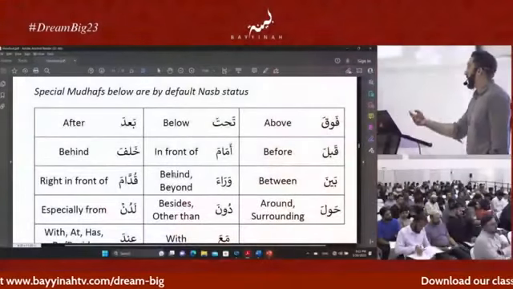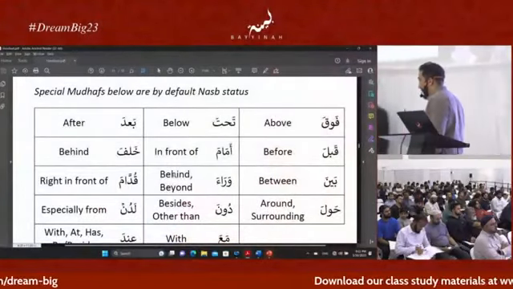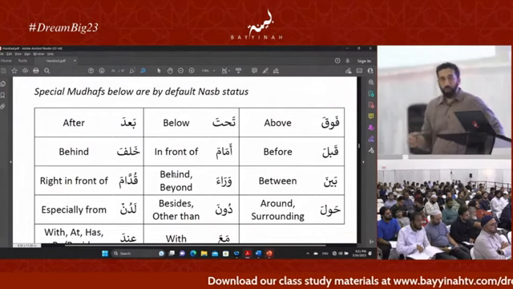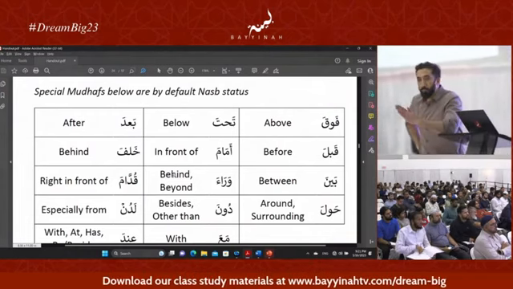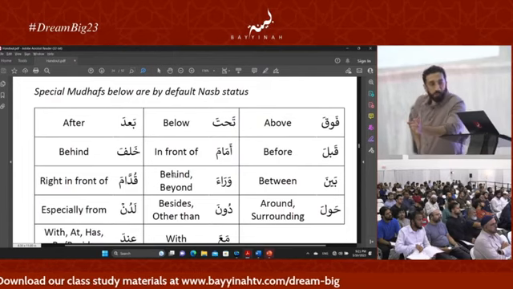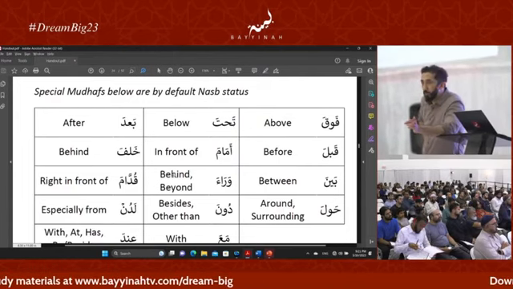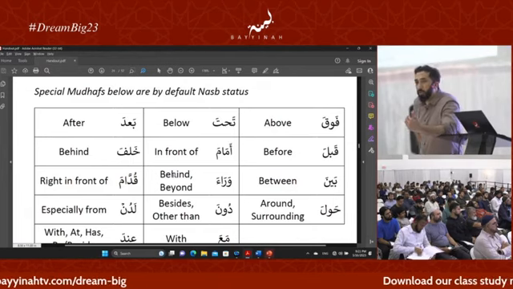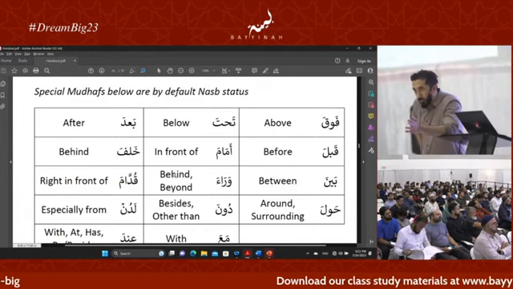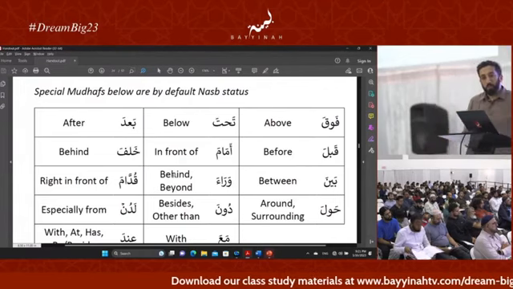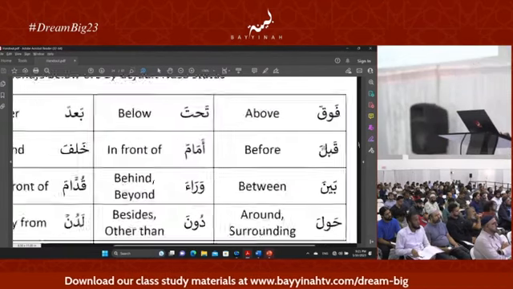The difference is that when these guys are mudaf and the next word is mudaf ilayh, for most of them, you don't need the word of to translate. So for example, let's use the word maghrib. You guys all know the word al-maghrib, the prayer. Ba'da al-maghribi. It tells you what ba'da means. You don't say after of maghrib. You just say after maghrib. Right next to it, it should have been qabla. Qabla is over here. Qabla al-maghribi.